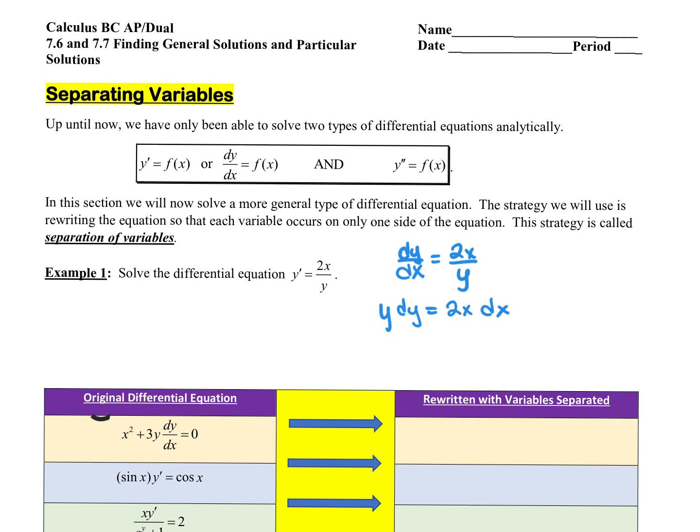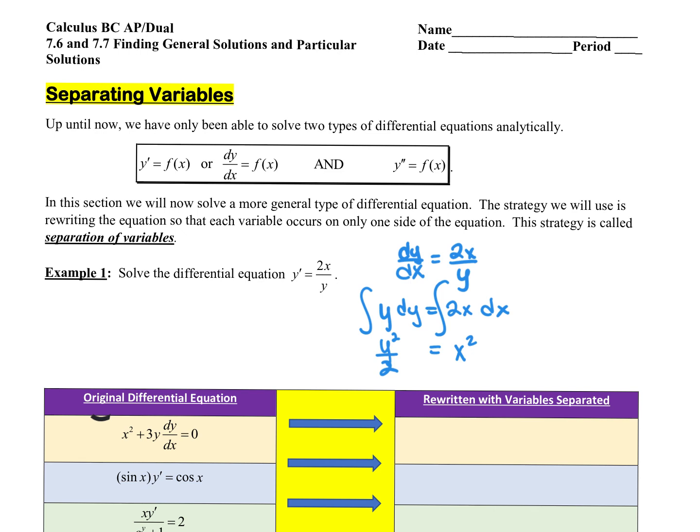Once you have separated your variables, you're going to integrate both sides, because now that you have one variable, you're just going to find an antiderivative, right? So what's the antiderivative of 2x? X squared. What's the antiderivative of y? Yeah, just add 1 to the power. So y squared divided by 2, right? Use your reverse power rule. And then usually what do we put on the end of our antiderivatives?